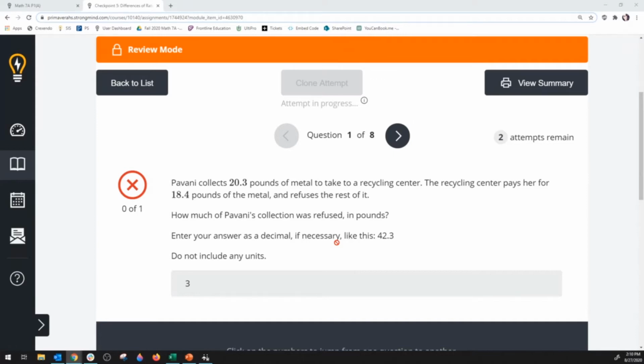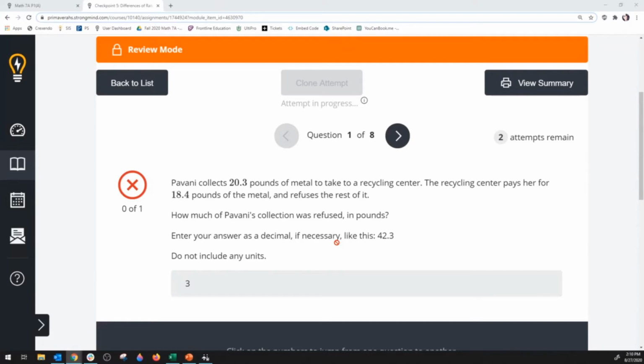Okay, perfect. So our goal here is to figure out how much of Pavani's collection was refused in pounds. When she goes to this recycling center, she has 20.3 pounds, but they only take 18.4. So the rest of it she has to take home. That's how much was rejected.